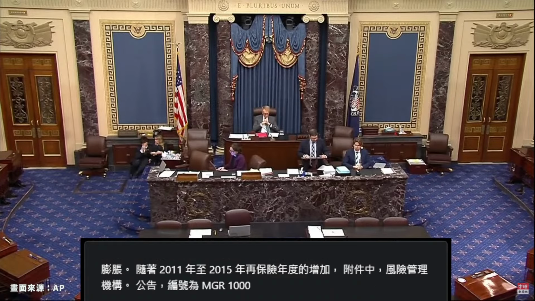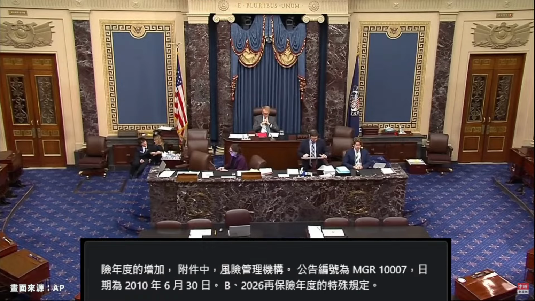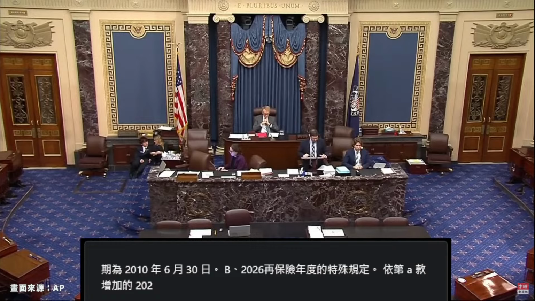B, special rule for 2026 reinsurance year. The increase under subparagraph A for the 2026 reinsurance year shall not exceed the percentage change for the preceding reinsurance year included in the Consumer Price Index for all urban consumers published by the Bureau of Labor Statistics and the Department of Labor. C, administration.